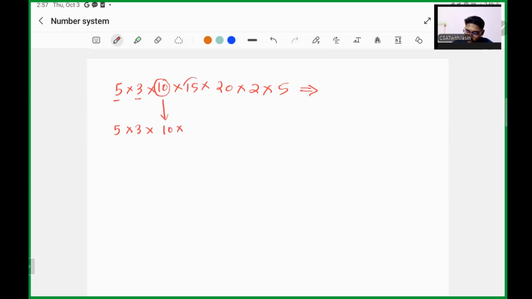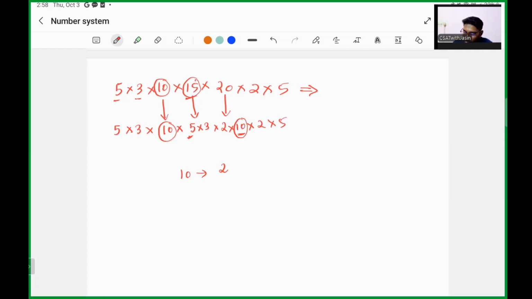Now, when it comes to 15, you can split 15 into 5 into 3. Because remember, inside 15, there is a 5. Now 20, you can split it into 2 into 10. 10 I am keeping like this. Now, there is one 2 and there is one 5. So first you split up like this. Now, you count the number of 10s that are there. Here you have one 10, here you have another 10. So there are 2 tens in this expression. That means there will be 2 zeros at the end.